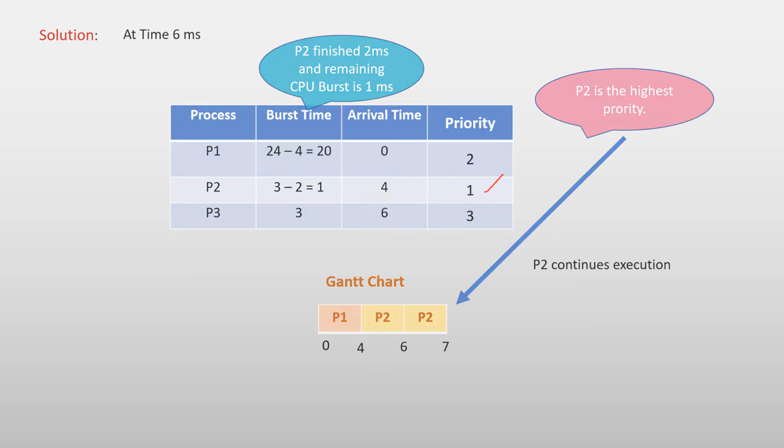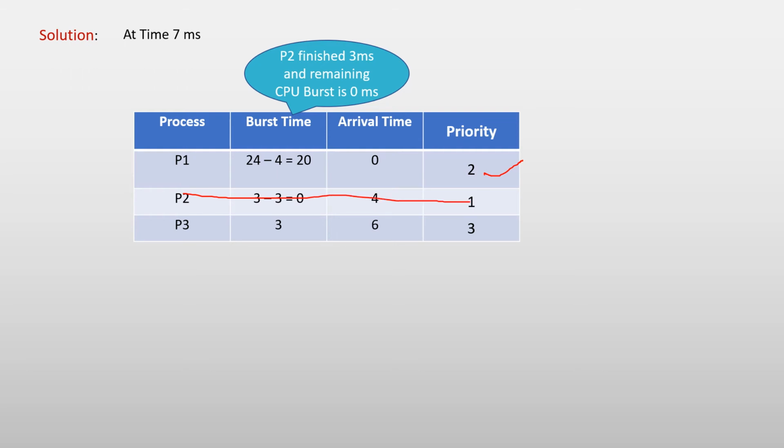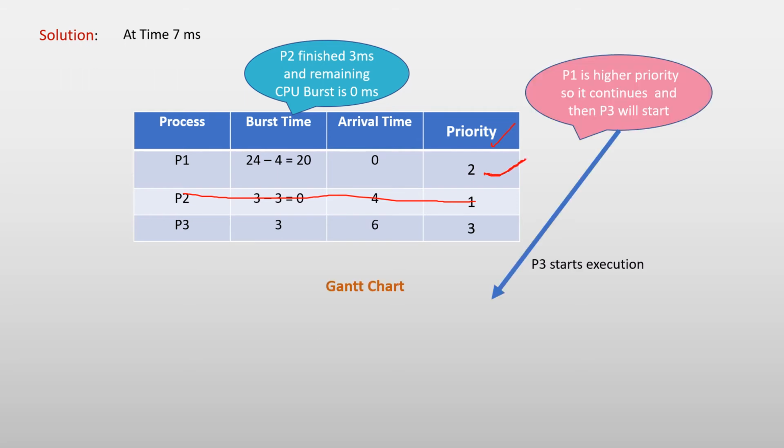So which is the process next? The next process that will get executed is obviously P1. Why? Because P1 has a higher priority. P2 finished all 3 milliseconds of its execution and its CPU burst is now 0. So do not consider P2 now. It is out of the system. Now processes P1 and P3 are the only 2 processes in the system. Now you have to check who has the higher priority. P1, as we saw, has the higher priority, so it will start its execution.